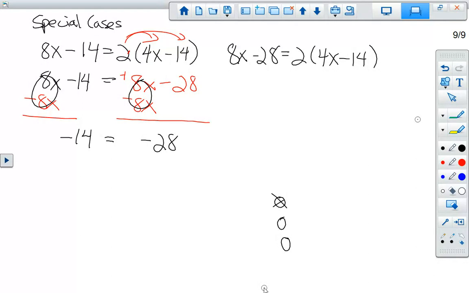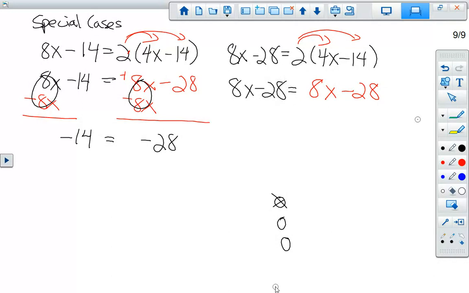Let's look at this one and then compare what we get and see if you can tell me which one means no solution and which one means everything works. All right, so watch what happens here. When you do the same thing to start with, just distribute, because you see those parentheses. You get 8x minus 28. You bring down the other side.